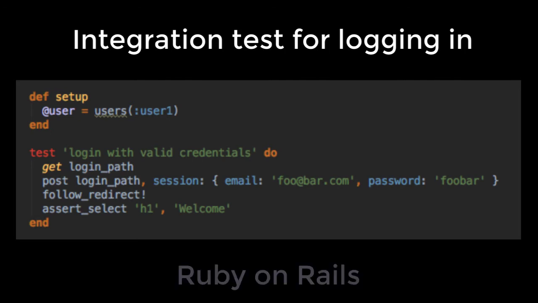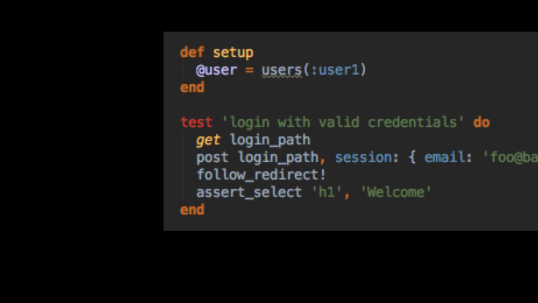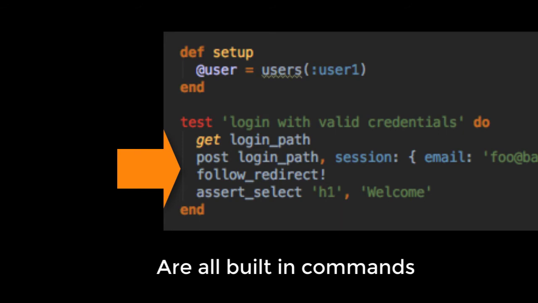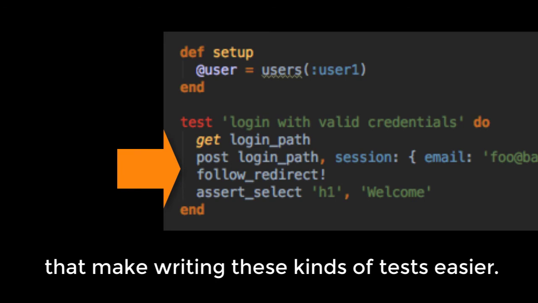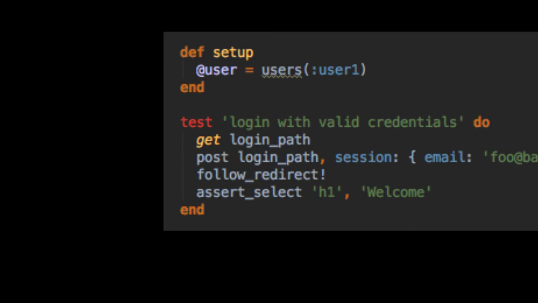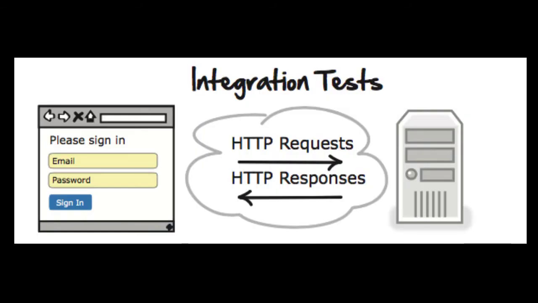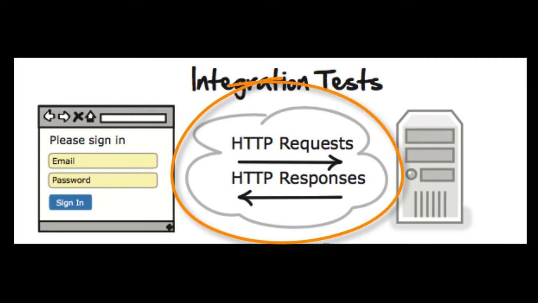This test, written in Ruby and Rails, demonstrates how some testing frameworks automate HTTP scripting. Get login path, post login path, follow redirect, and assert select are all commands built into the Ruby on Rails testing framework that make the writing of integration tests for websites easy. Now, don't worry if you're not using Rails for your website. Just try to get the basic idea of what's going on here, which is that we are sending and receiving HTTP requests to our underlying web service and testing that.